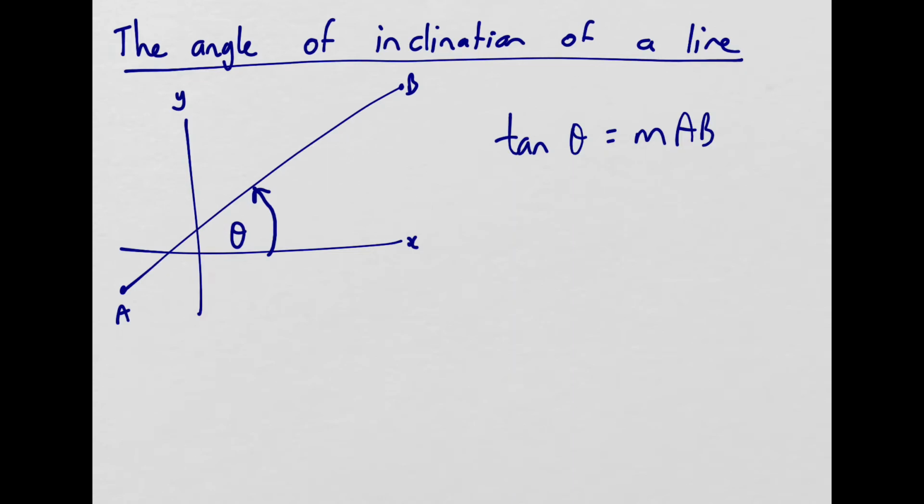So obviously, if we are now working out the gradient of the straight line AB, given the coordinates of A and B, we substitute those coordinates into our gradient formula for the right-hand side, and we then have tan theta equals a certain gradient. We then have to use our shift tan function on the calculator in order to work out the actual value of theta. Okay, so let's look at an example.